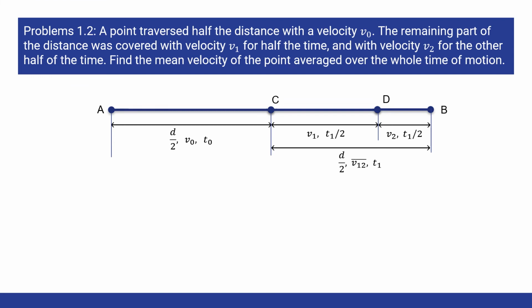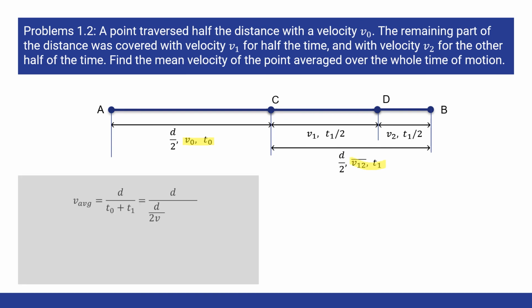Now the distance AC is traversed in time t0 at velocity v0 and distance CB is traversed in time t1 at average velocity v12. Therefore, average velocity is equal to d by t0 plus t1. t0 will be equal to d by 2v0 and t1 will be equal to d by 2v12. Therefore, V average is equal to 2v0 v12 divided by v0 plus v12.